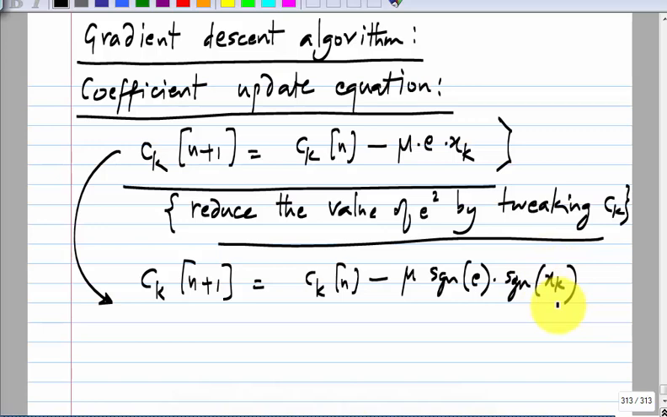That is, instead of looking at e times xk, you look at the sign of the error and sign of xk. That is, you make 1-bit decisions on both xk itself and the error. What does this mean actually? What is the difference between this and that?